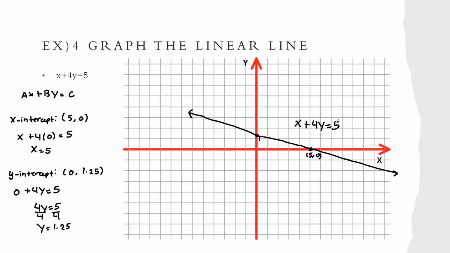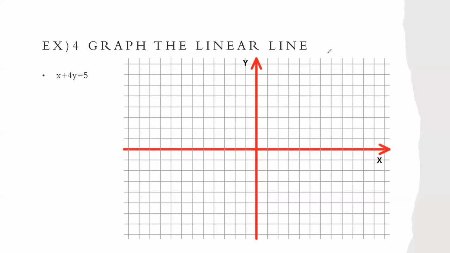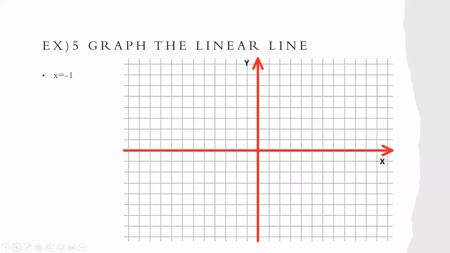Okay, let's move on. Okay, so let's graph the linear line x equals -1. So how does this graph look? It's x equals a constant, so we know that that is going to be vertical.